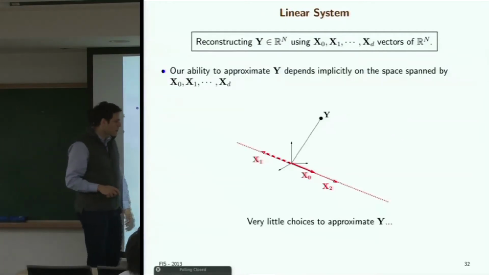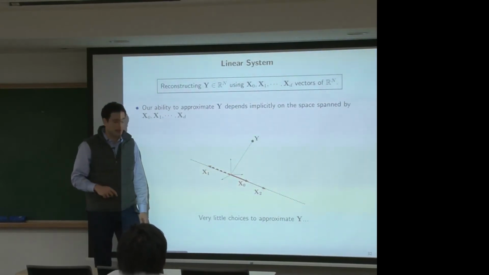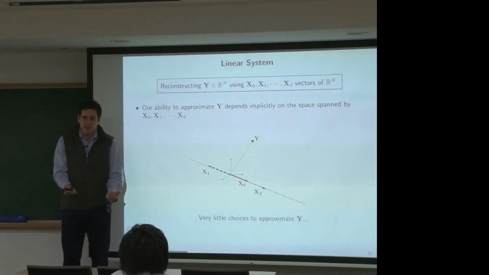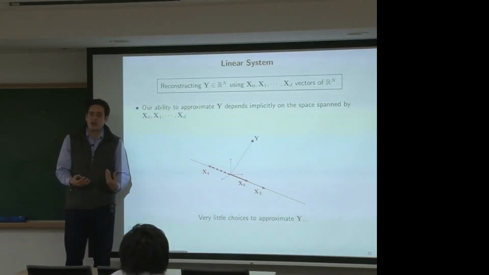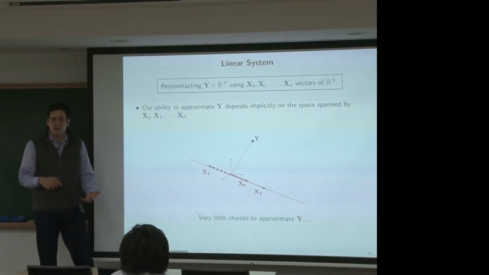Then it's going to be difficult to approximate y with x0, x1, x2. In fact, it's going to be impossible to reconstruct it exactly. What we can do, though, is take the projection of this y onto that space. That's the best thing we can do to get the values of alpha.